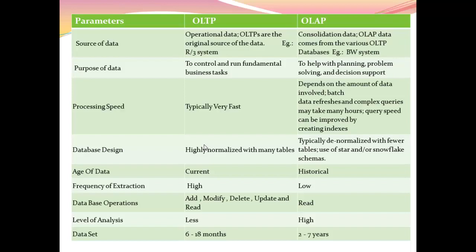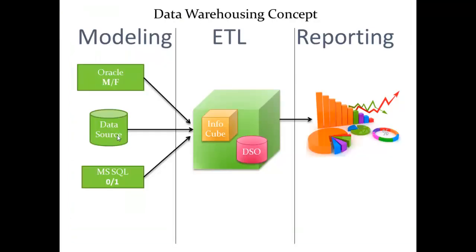And now we come to our data warehousing concept. Any data warehousing follows these three steps, that is modeling, ETL, and reporting. In modeling, let's take an example. We have a traditional database like Oracle, MS SQL, and other data sources. So data in these databases could be in completely different structure and different format.